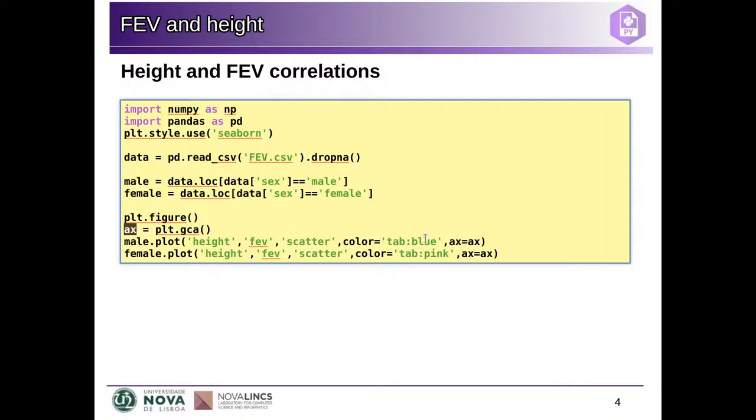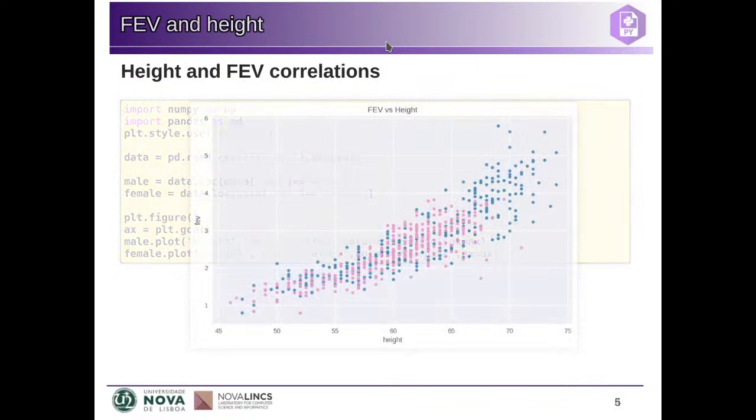And now we give this object here as an additional argument for the plot functions on these data frames. So this means that both plots will be drawn on that particular axis. So whenever you want to use pandas for doing your plots, but you want to specify in which figure they will be drawn, you can use this approach. And so you can still use pandas and control where the plot will be made.